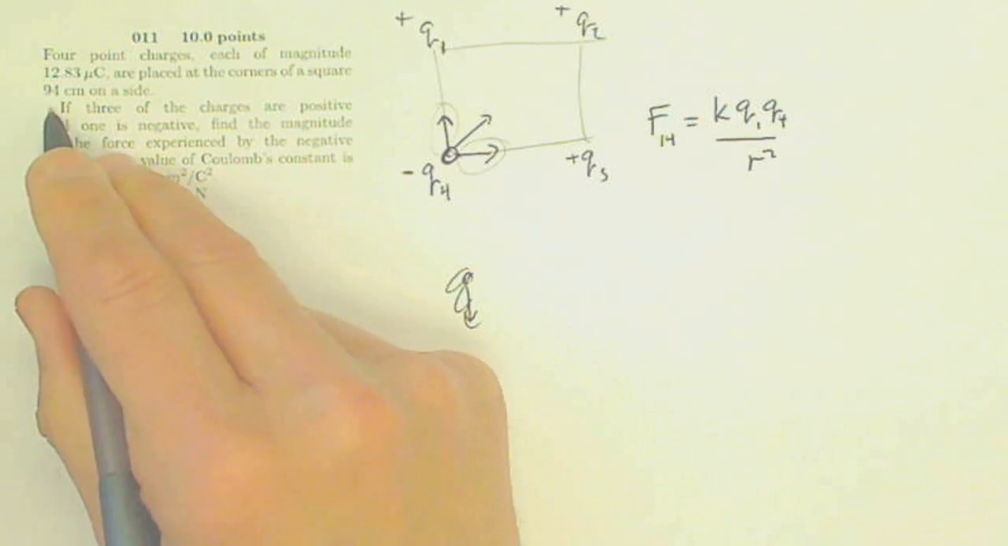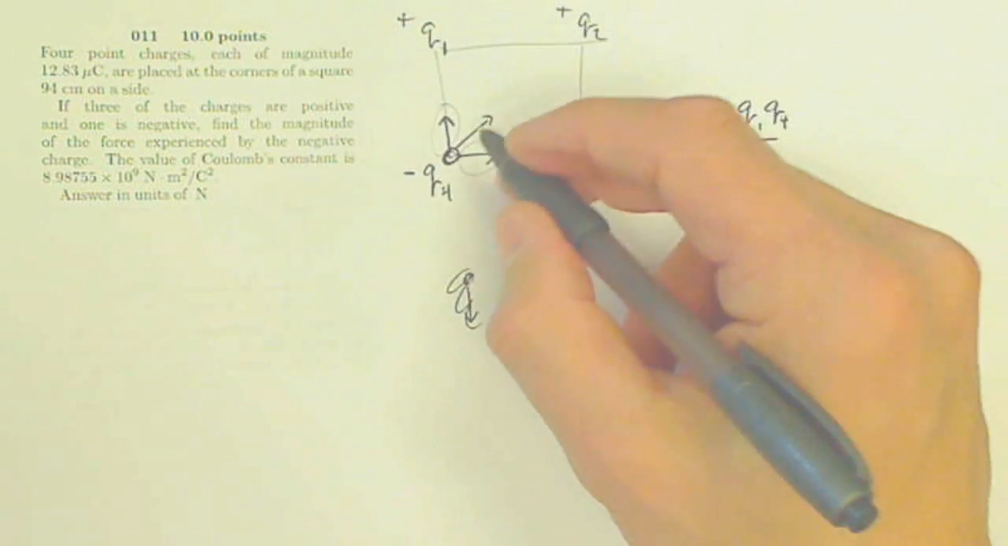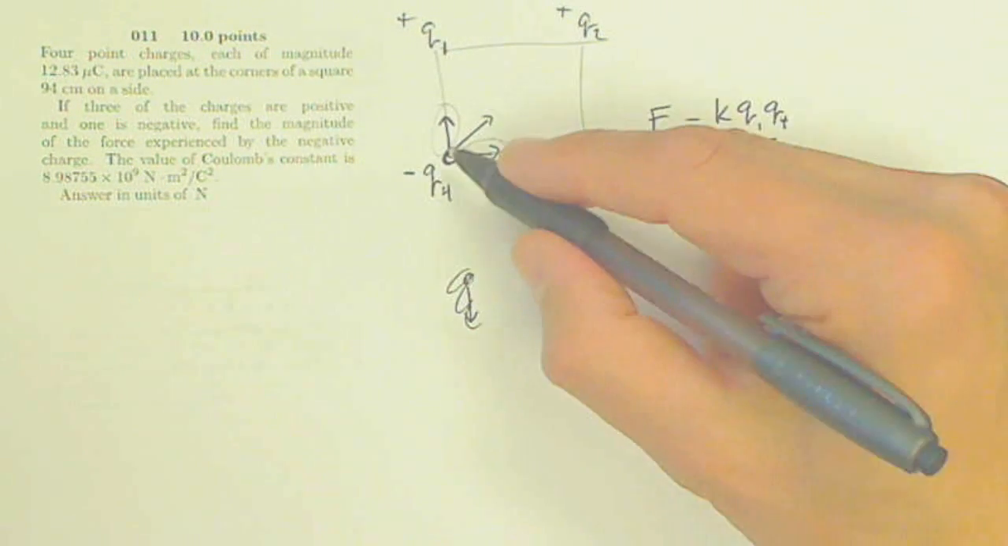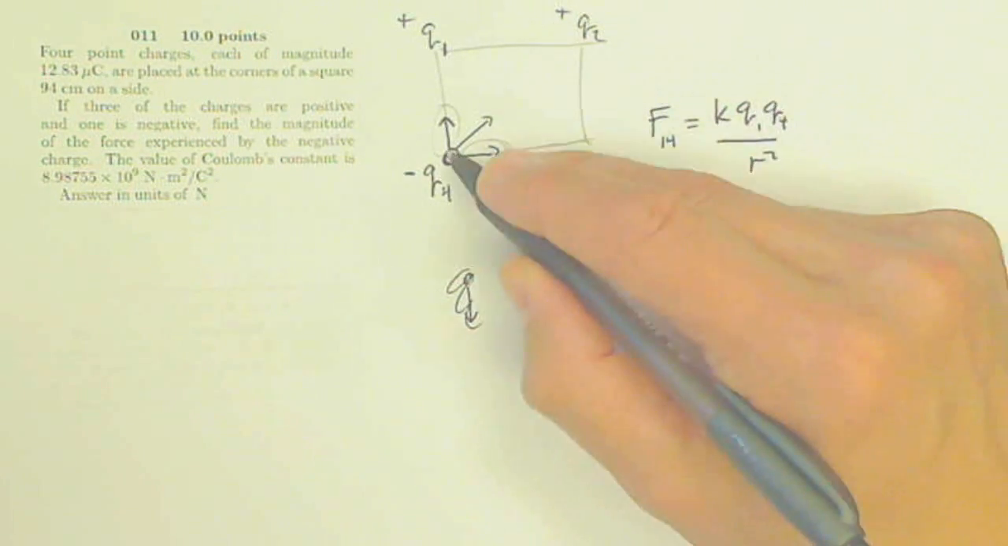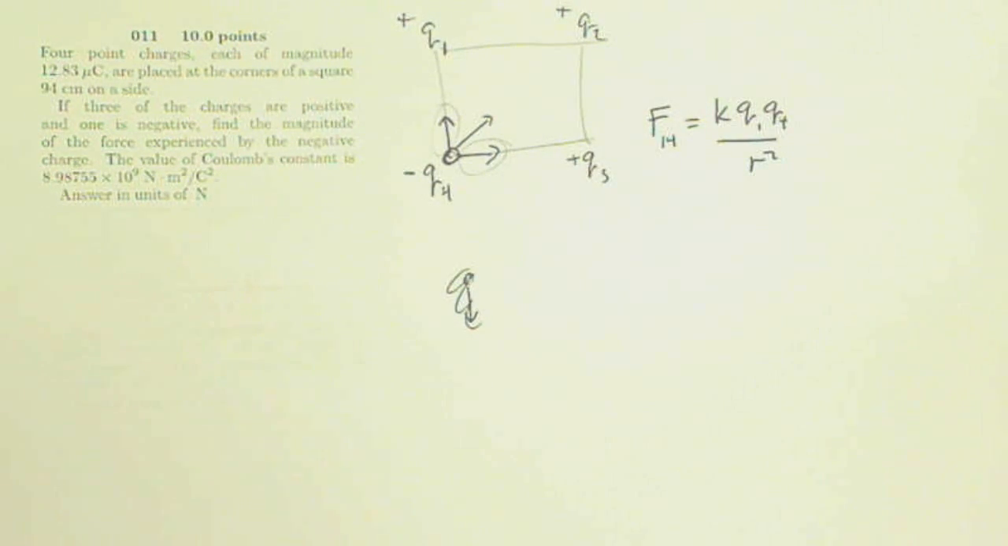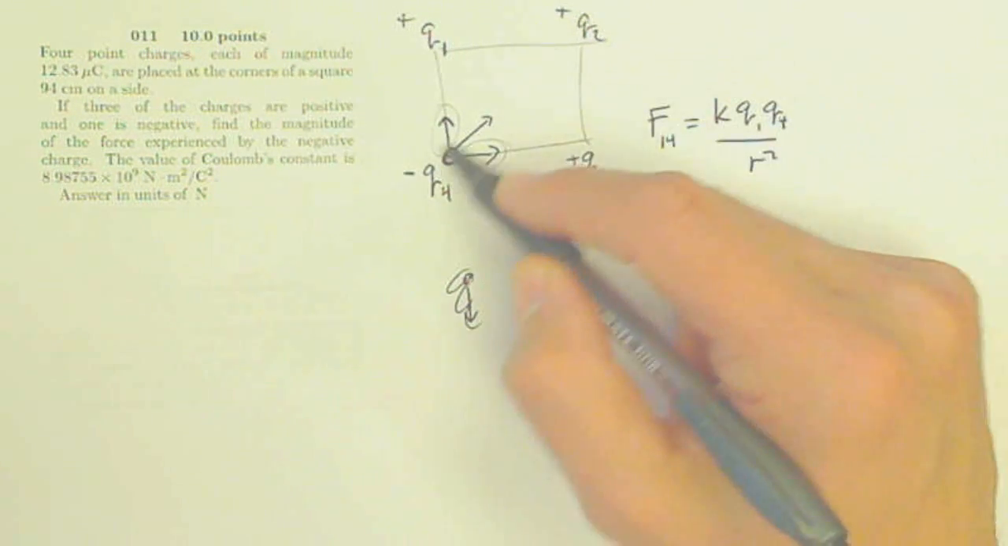Here my r is 94 centimeters or 0.94 meters. So these two distances are going to be 0.94 meters. This distance is going to be a squared plus b squared equals c squared, so that's going to be 0.94 times the square root of 2. So that'll be this distance. So this is going to be the tricky one.